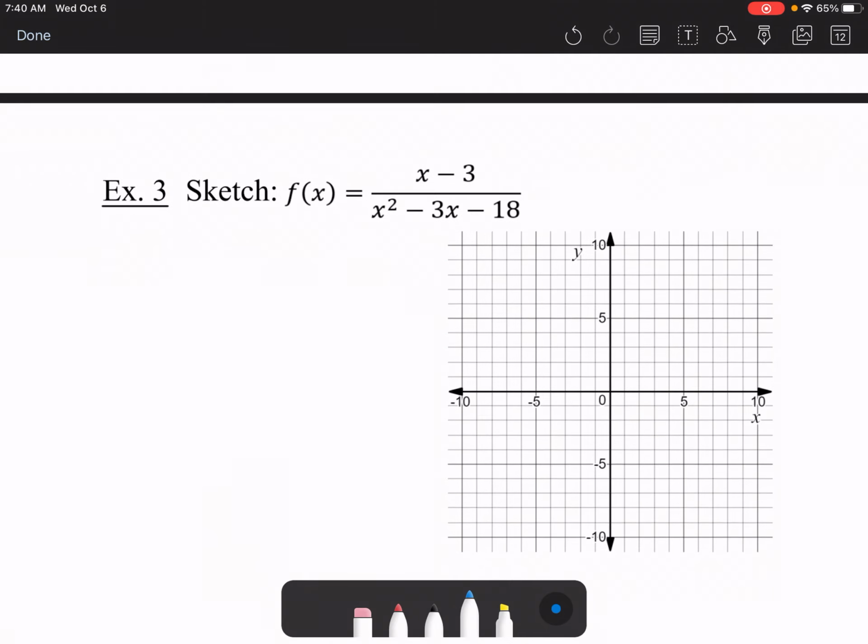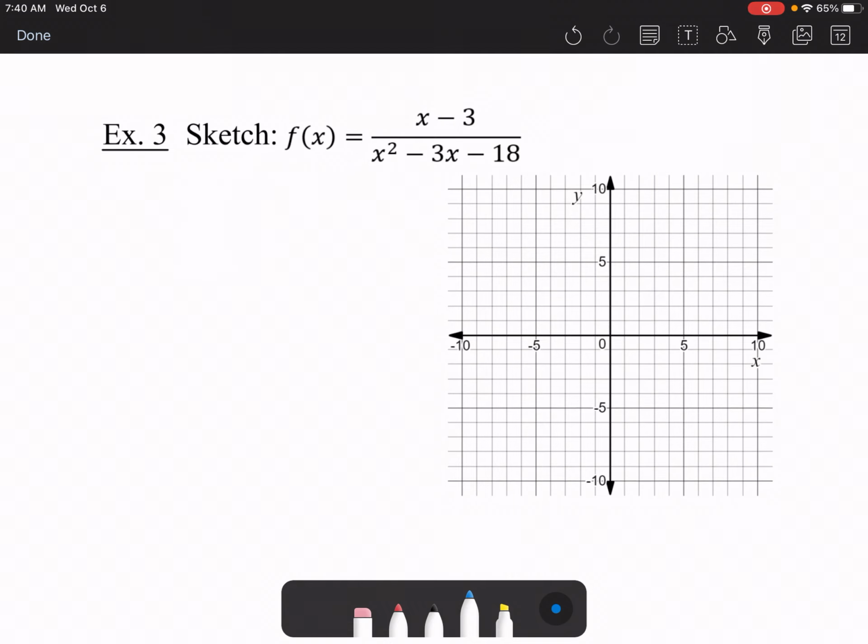Okay, so let's try one last one. Again, I'm going to factor my numerator and factor my denominator. My denominator is the only one that could be factored here: x minus 6 and x plus 3. The numerator is x minus 3. Nothing can cancel. So my vertical asymptotes would occur at x equal to 6 and x equal to negative 3. Now, if that didn't factor nicely, we could use the quadratic formula to solve this.